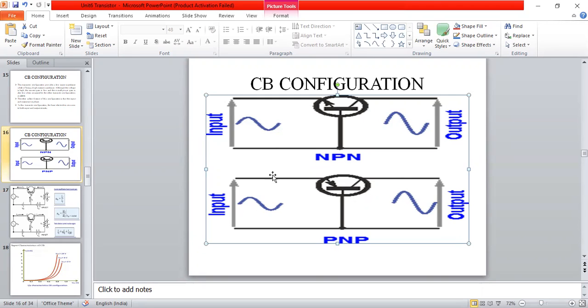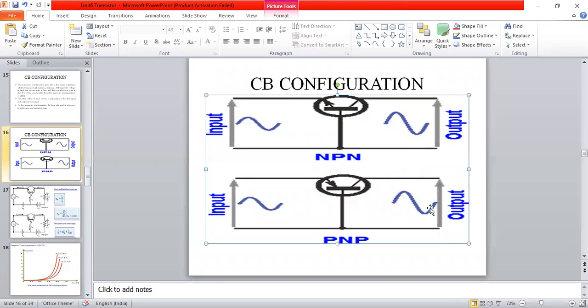For the PNP transistor, the current flows from the emitter to the base and collector. It will go through the base and reach the collector.